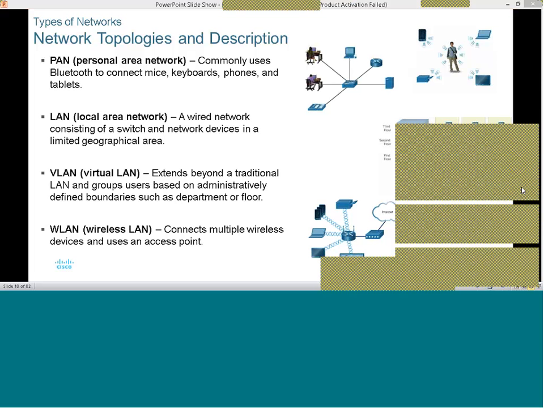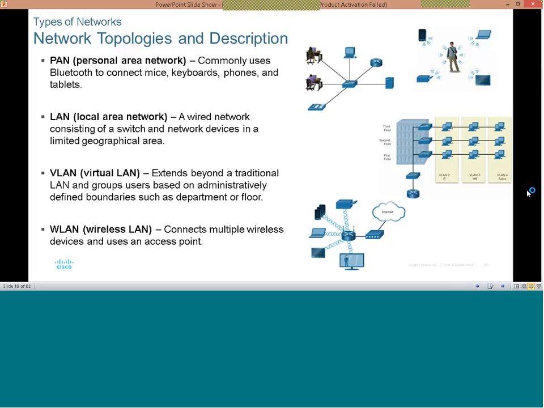Okay, and then we have the LAN. Most of us are familiar with LAN, which is the local area network. So it's a wired network consisting of switches and network devices in a limited geographical area. That means it's within a geographical area. And if you look at it critically, it is wired, so it must be cabled in this sense for it to be LAN. If it's not cabled, then it's wireless.